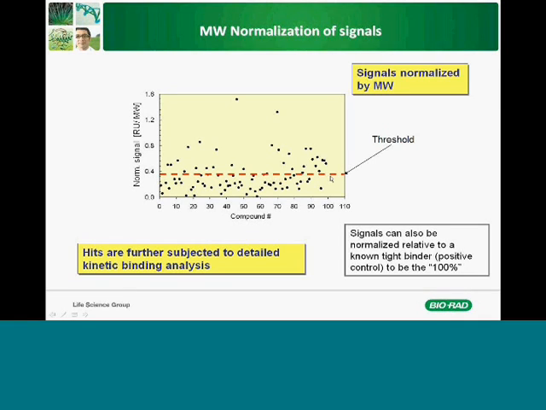Another thing that you can do is to incorporate in the experiment a positive control and a negative control, and then normalize again, in addition, those signals, saying that my positive control is 100%, and then you can have a relative view of your compound. But this is an option.